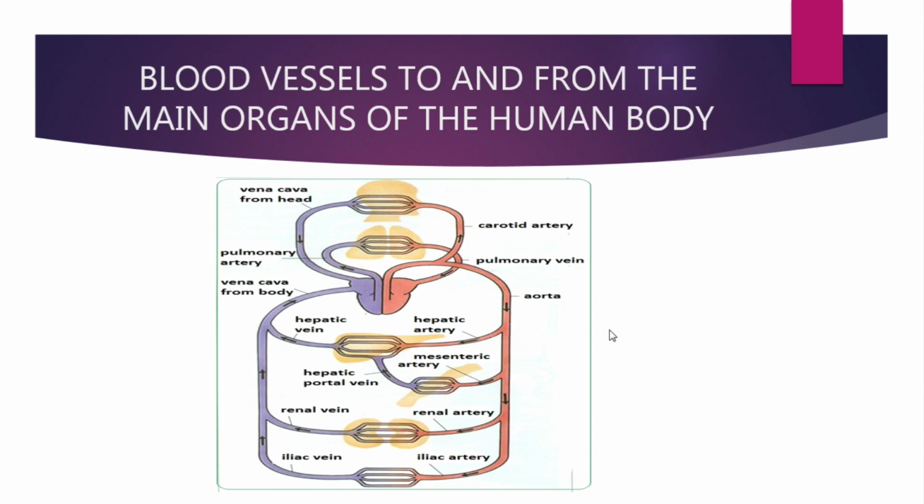So the pulmonary artery carries deoxygenated blood to the lungs, and the pulmonary vein carries oxygenated blood back from the lungs to the heart. Then through the aorta, the blood is being pumped to the whole body, but through the vena cava, the blood from the whole body returns to the heart. Through the hepatic artery, the blood reaches the liver, and through the hepatic vein, the blood leaves the liver. In the stomach and intestine, the hepatic portal vein sends the deoxygenated blood to the liver. The kidneys receive the blood from the renal artery, and the blood leaves the kidneys through the renal vein.